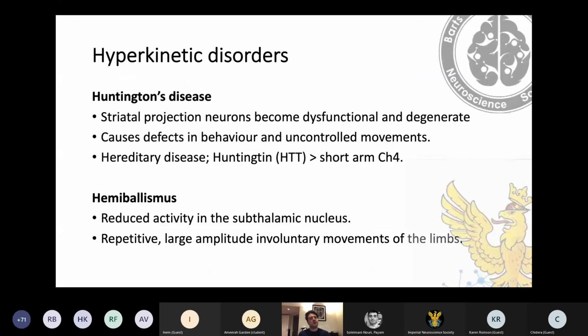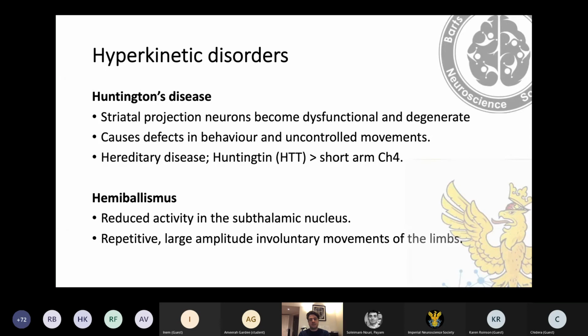That takes us on to almost the opposite arm, the hyperkinetic disorders. So many of you, and I hope most people within their 4th or 5th years, should be able to reel off quite a few details about Huntington's disease. It's a hereditary disease on the huntingtin gene, which is on the short arm of chromosome 4.